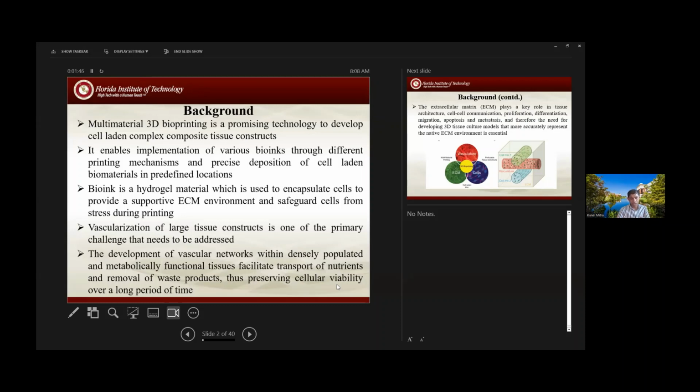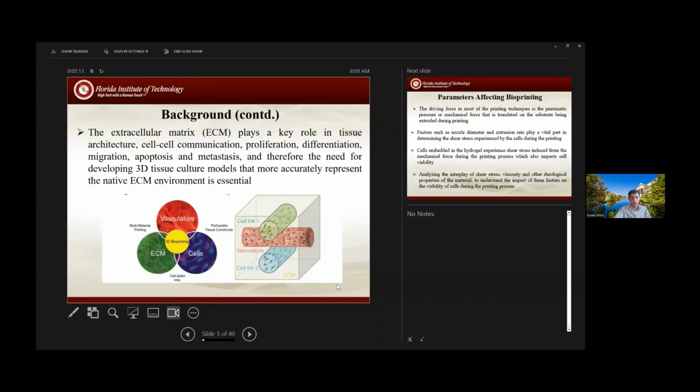One of the main challenges in tissue engineering and bioprinting is vascularization of the tissue, because you have to maintain the flow of nutrients and everything to the tissue. So you have to make perfusion channels and networks in order to maintain the integrity of the bioprinted tissue. There are a lot of challenges in bioprinting. It's still a newer technology, but a lot of advances have been made in the past few years to bioprint tissue constructs.